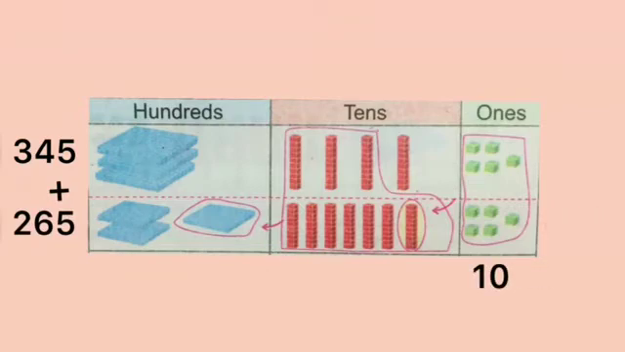So, students, what should we do? Yes, we write 0 at ones place and carry 1 to the tens place. Now students, what should we do next? Yes, add the tens. In 4 sets of tens blocks, when we add 6 more tens blocks and 1 more tens block, it will become 11. So we will write 1 at tens place and carry 1 to the hundreds place. At hundreds place, in 3 sets of hundreds blocks, when we add 2 more sets of hundreds blocks and 1 more set of hundreds blocks, it will become 6, and the answer will be 610.